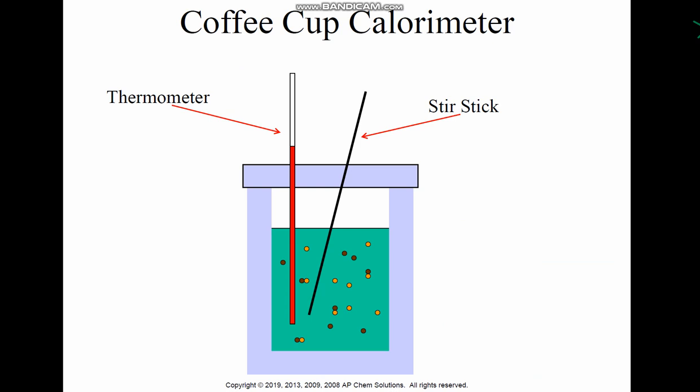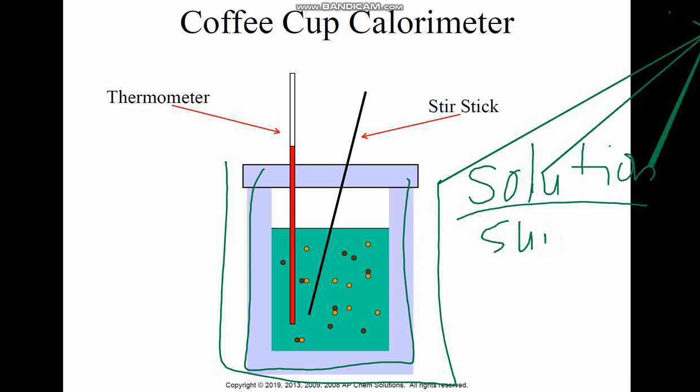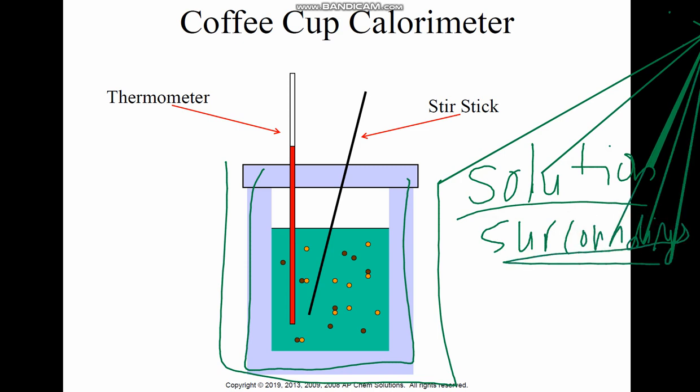Now, this is kind of what it's going to look like. On the outside here we're going to use 2 styrofoam cups in order to insulate our water. And we are going to have a stirrer and a thermometer, and that is going to measure it. Now, what I want you to remember is that our solution is going to include our water, and that's going to be our surroundings. Our surroundings are going to include our water, and then the system is going to be all the other molecules in here. So our surroundings are going to include the water.